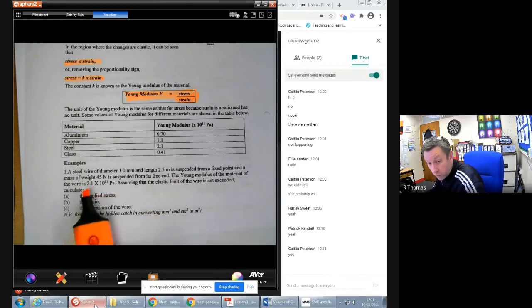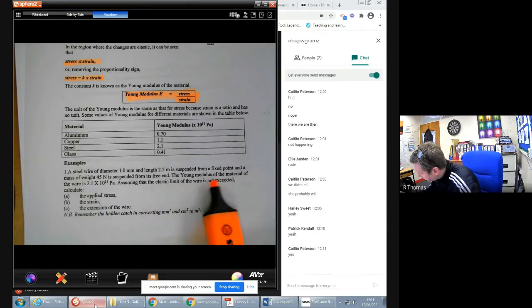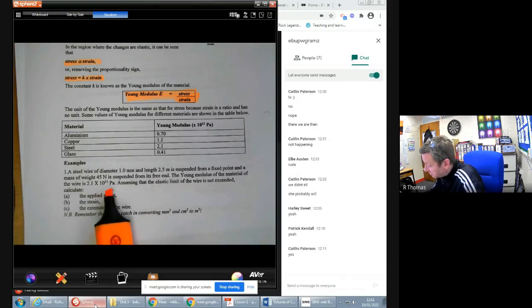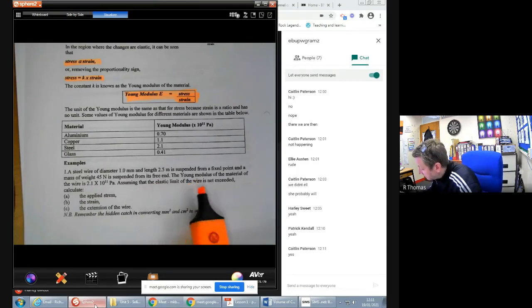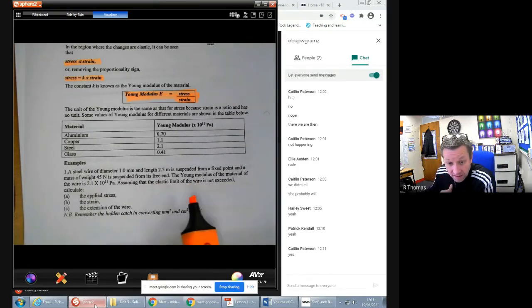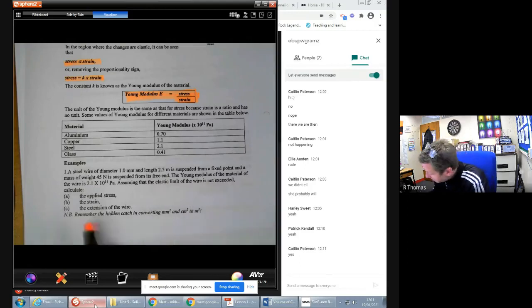So they've given us a weight, not the mass. The Young's modulus of the material of the wire is that. Now they've kept the units in pascals. Don't forget that's the same as newtons per meter squared. Assuming that the elastic limit is not exceeded, so it's still obeying Hooke's law, calculate the stress, the strain, and the extension.